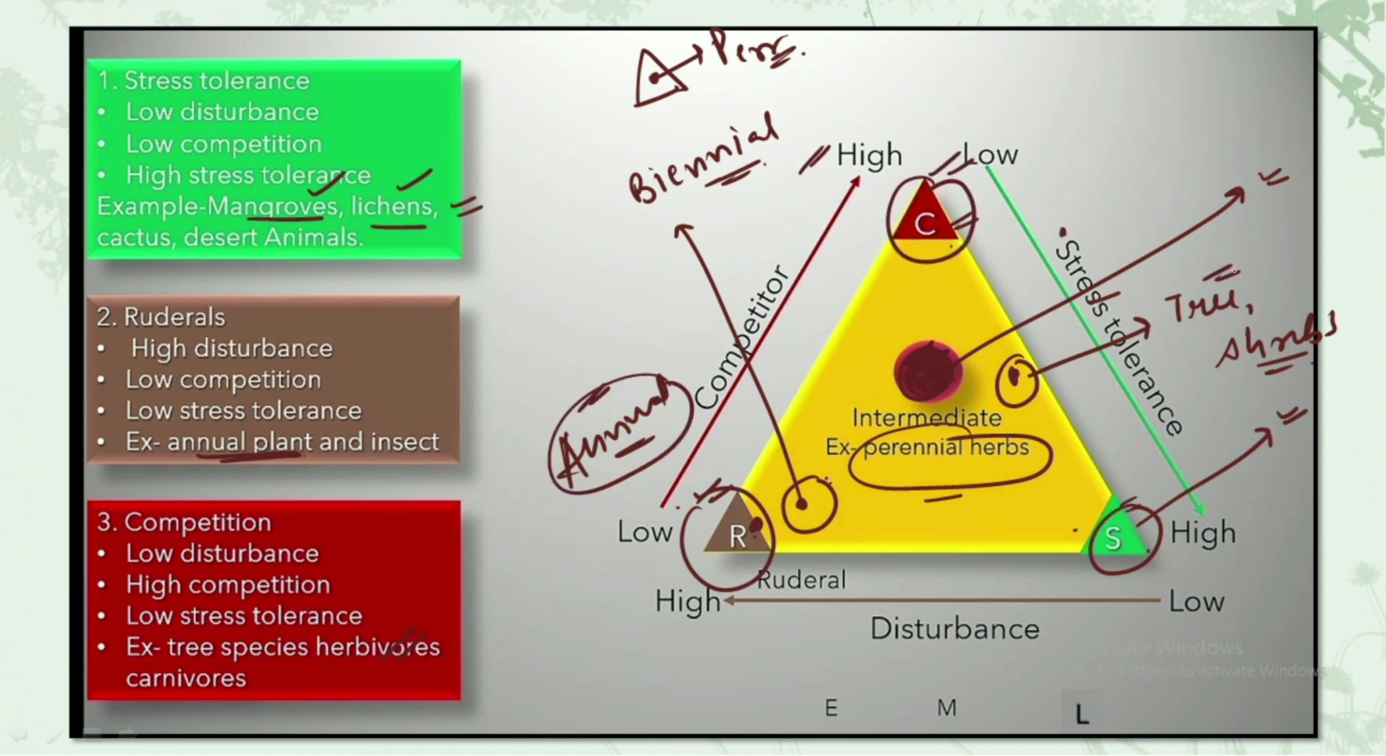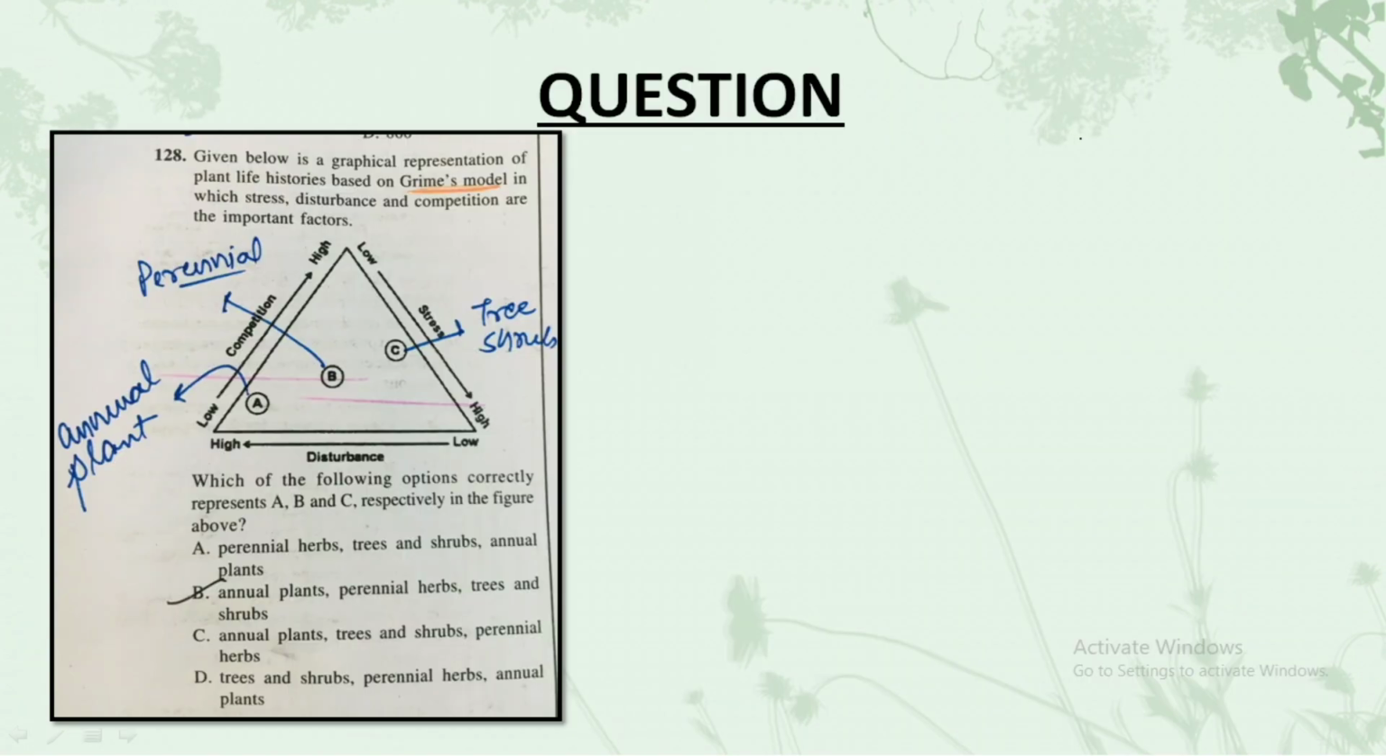Let's try to solve one previous year question related to the same. So this is the question that has been asked previously, and it is a 4-marker question. The question says that given below is a graphical representation of the plant life histories based upon the Grime's model, in which stress, disturbance and competition are the important factors. So now we need to find out which of the following options correctly represents A, B and C respectively in the figure above.